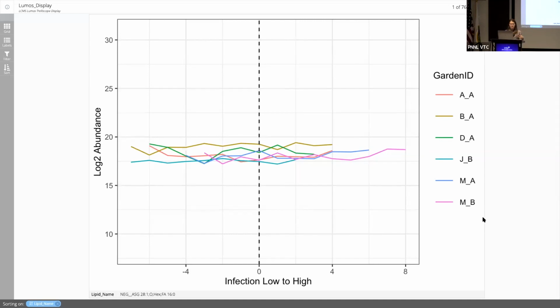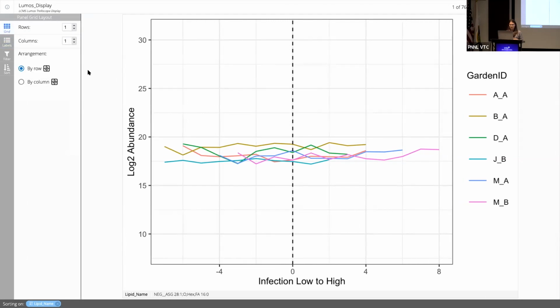So you might notice some of the lines start sooner or end later than others, and that's because that midpoint wasn't identical for each of the fungal gardens. After sample collection and some analysis, they were able to determine precisely where that midpoint was, so we've aligned each of the fungal gardens on this graph.